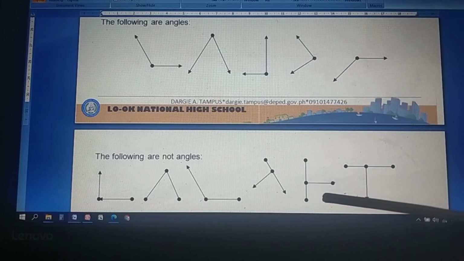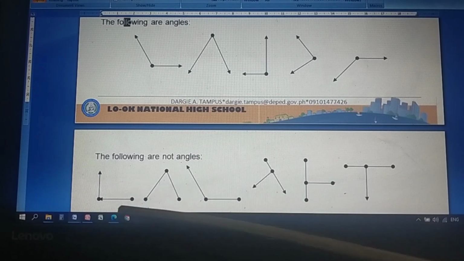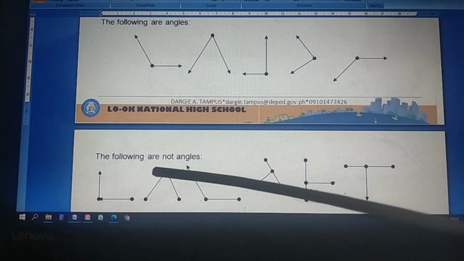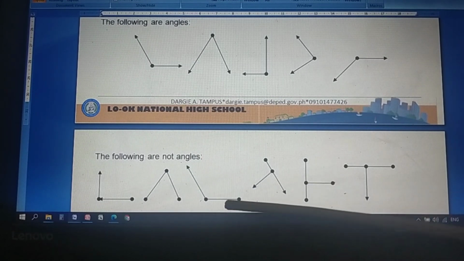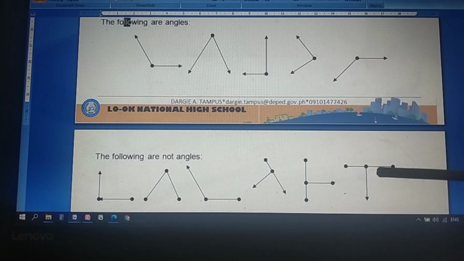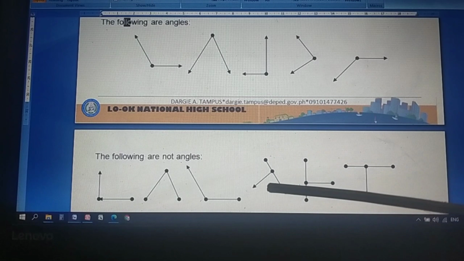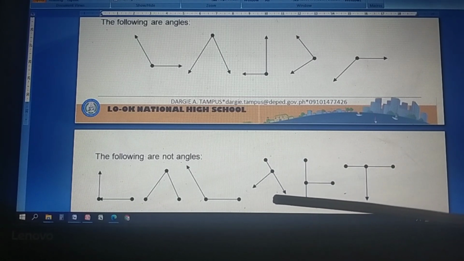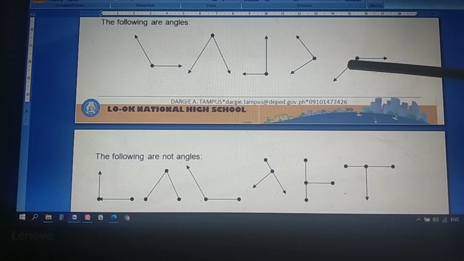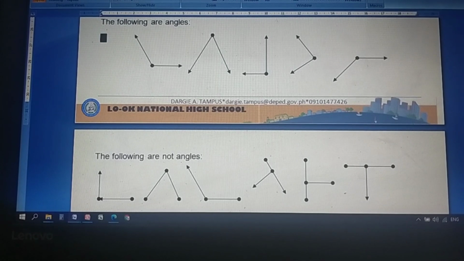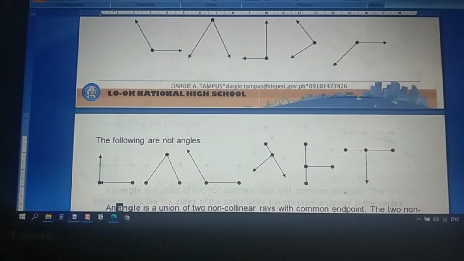While the other set of figures has two rays but not a union, with no common endpoint, a pair of segments, a segment and a ray, and this one is both segments, with no common endpoint. Again, an angle is a union of two non-collinear rays with a common endpoint called vertex. Now let's proceed more on angles.